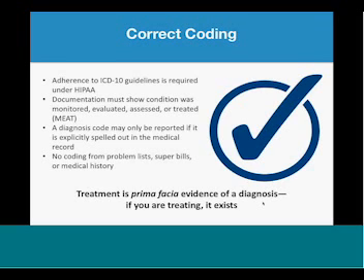When we talk about risk adjustment, it's heavy on correct coding. We need to code diagnoses to the highest level of specificity as possible at all times. Documentation must be specific. We need to look at modifying factors. They should be clearly documented in the chart. We need to establish chronic versus acute, which also needs to be clearly documented in the chart. Some of the commonly underdiagnosed conditions are hypertension and diabetes. Remember, no coding from problem list or super bills or medical history. So treatment is prima facie evidence of a diagnosis. If you are treating, it exists.